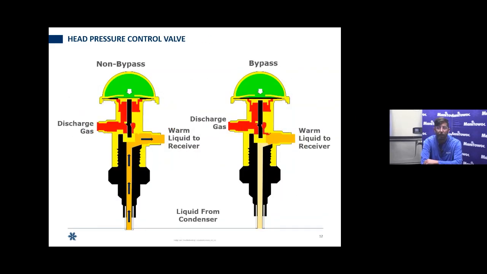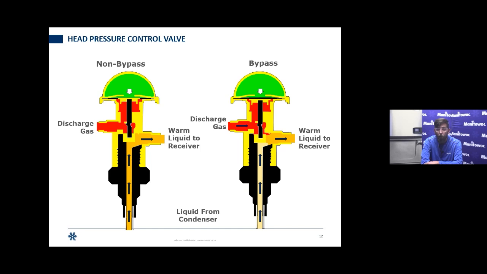So, on the left, you will see a valve that is in non-bypass. So we're sending gas to the condenser to flash back to a liquid back downstairs to the receiver. But on the right-hand side, there's nitrogen up there. It's going to redirect the flow of that discharge gas, instead of going through the condenser, to go back through the liquid line to the receiver to maintain our head pressure and to continue to ensure that the receiver is warm enough.